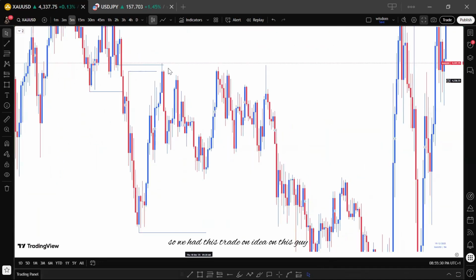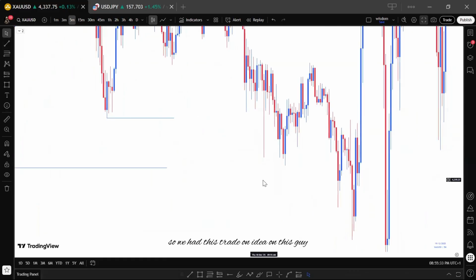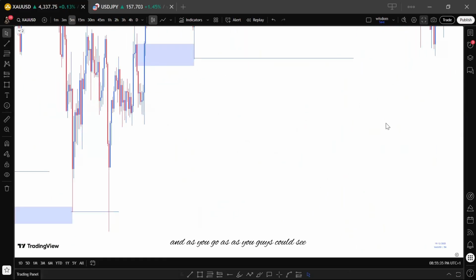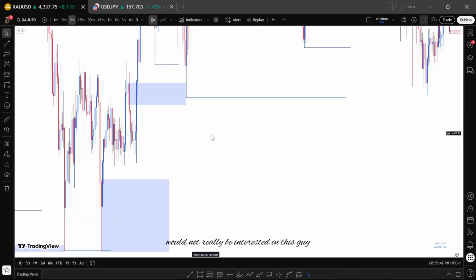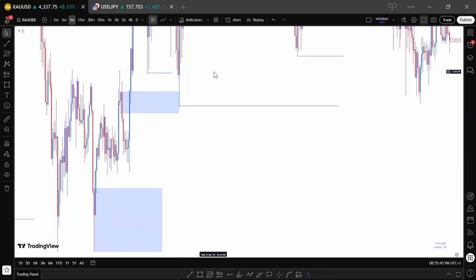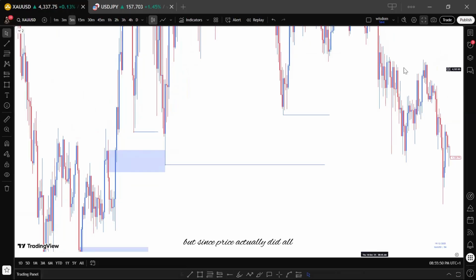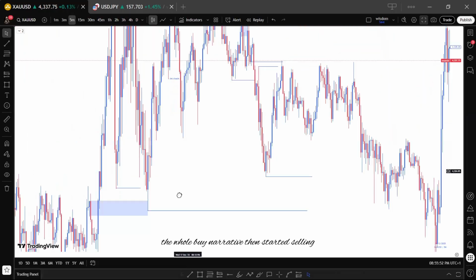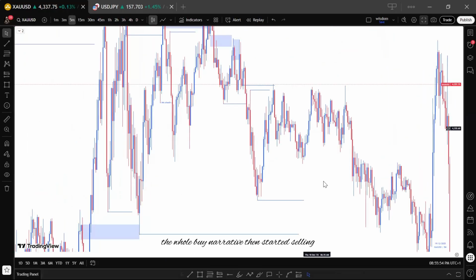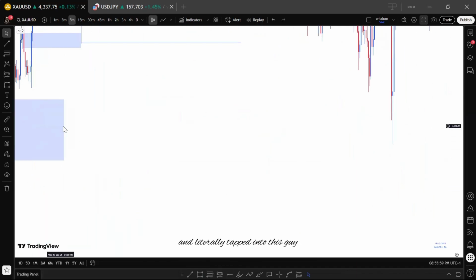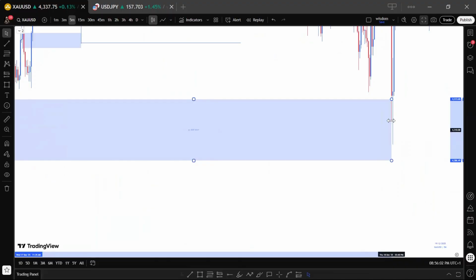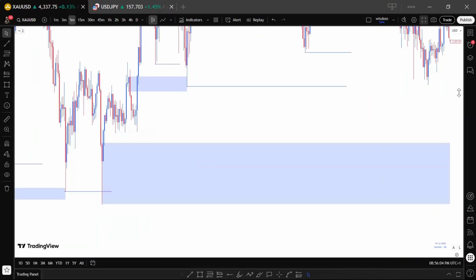So we had this trade idea on this guy. And as you guys could see, I literally talked about this protected supply. Then I told you guys that price would not really be interested in this guy because price had already dipped into this guy. But since price did the whole buy narrative, then started selling, price came back down and tapped into this guy before the main move started yesterday.